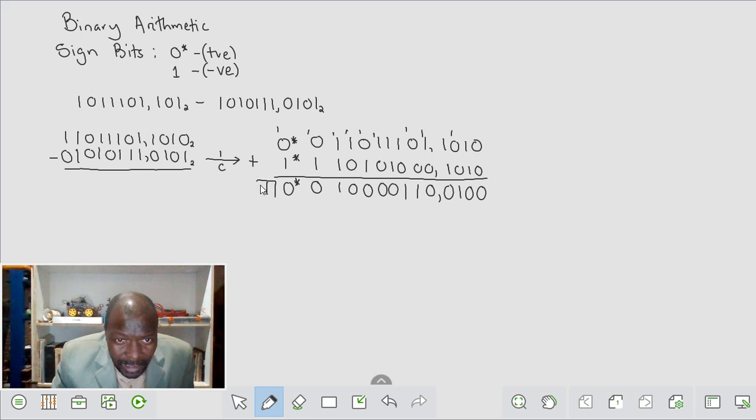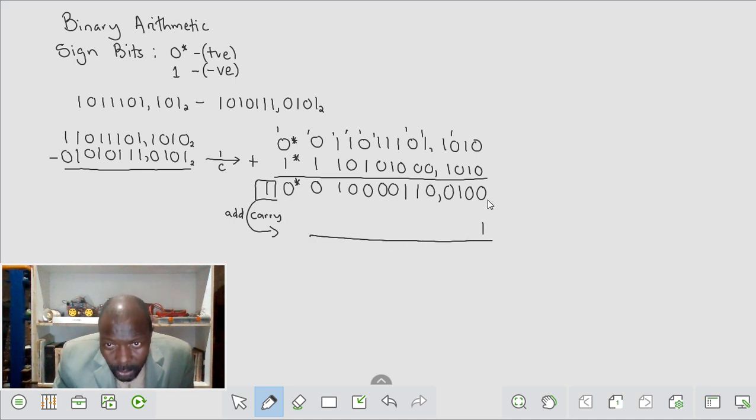This is a carry. The rules don't change. When you've got a carry for the ones complement or the nines complement, you add that carry. So we come and we add that to the least significant digit, and we do our math. Now it is going to be 1. Our answer is in binary.